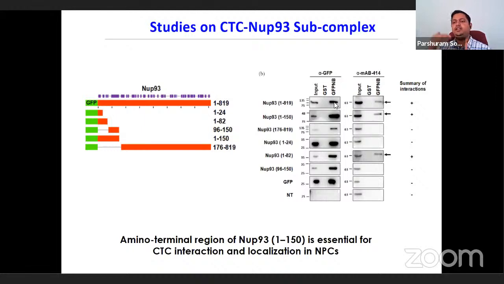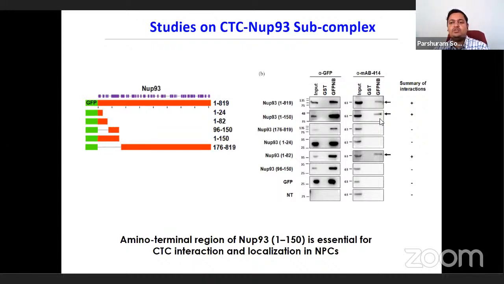As we know that NUC93 interacts with CTC, when we check the presence of CTC with full length NUC93, in this second panel you can see the signal for the central transport channel. This antibody, MAB414, recognizes the FG repeats of NUC62. That was a good start for us, showing that yes, NUC93 can interact with CTC. Since we had several deletion constructs, we could find that the NUC93 1 to 150 region, almost one tenth of the entire protein, was itself sufficient to interact with CTC.